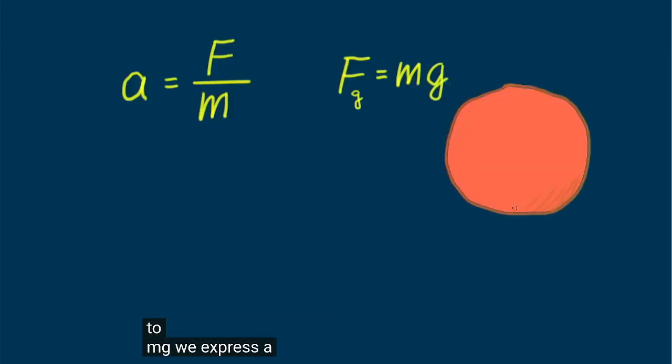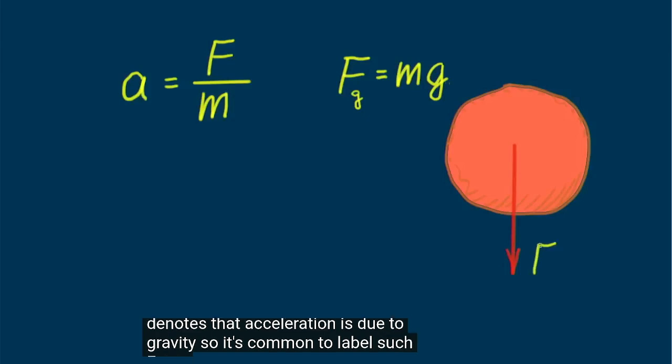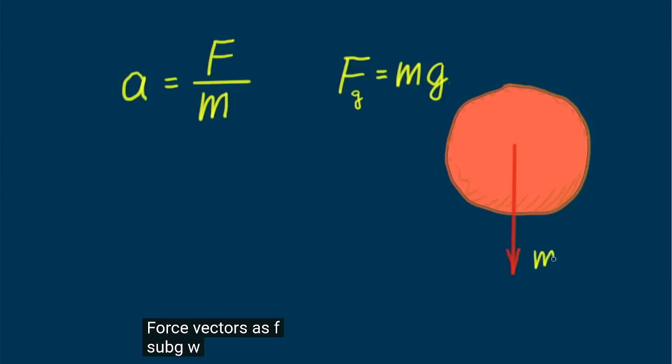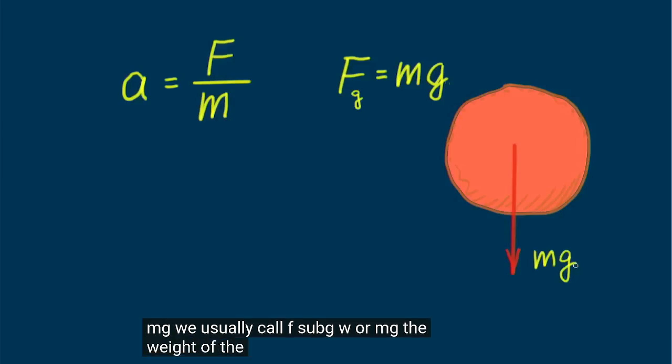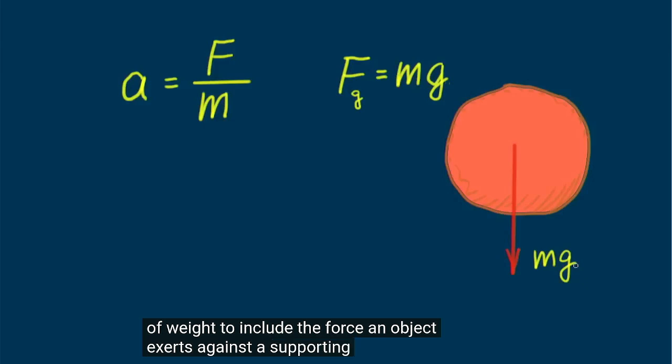We express a as g when only gravitational force acts on an object. g denotes that acceleration is due to gravity. So it's common to label such force vectors as F sub g, W, or mg. We usually call F sub g, W, or mg the weight of the object. Later, we'll revise the definition of weight to include the force an object exerts against a supporting surface.